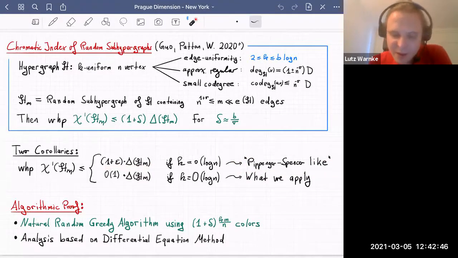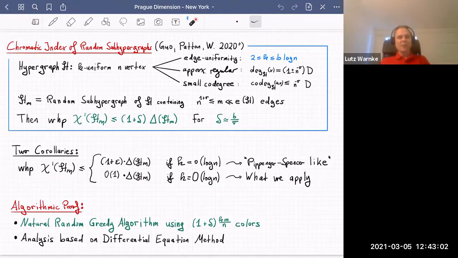And for our purposes, we have to apply this result where k is a constant times log n. So b will really be an honest constant, and so this delta term will also be an honest constant. So we get that the clique chromatic index is at most a constant times the maximum degree. And that's what we apply.